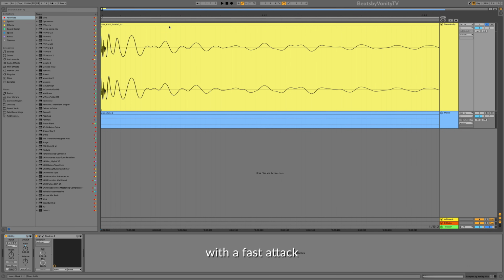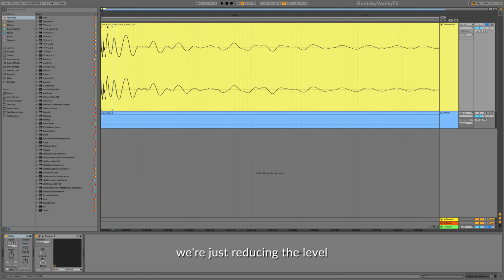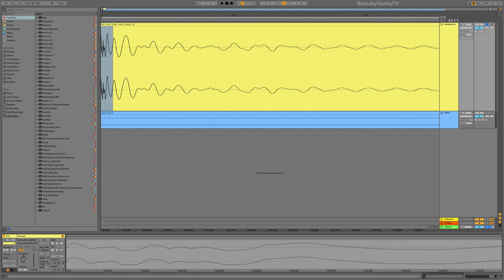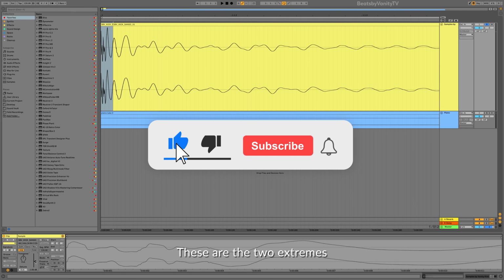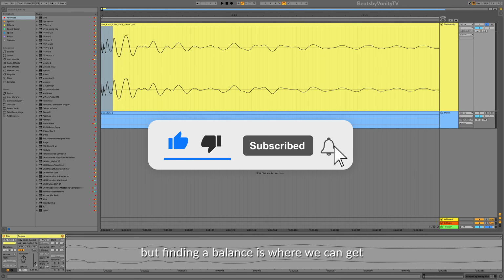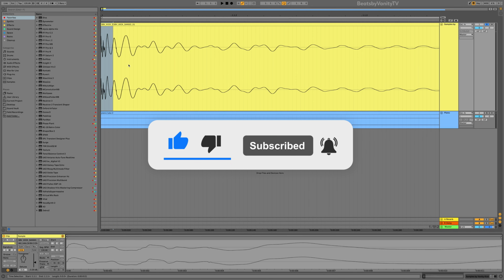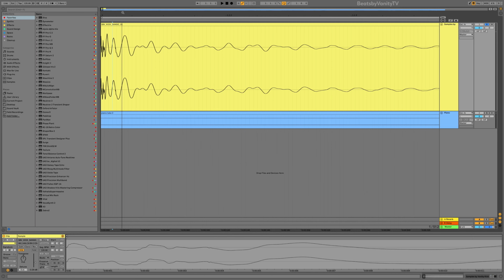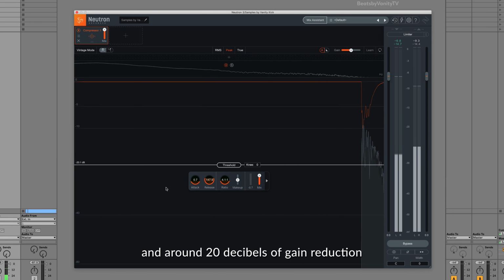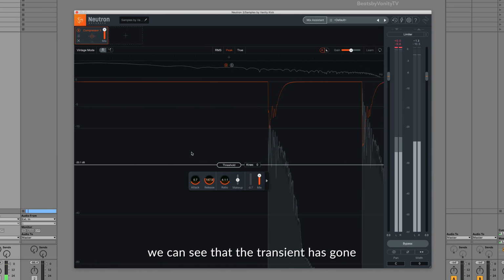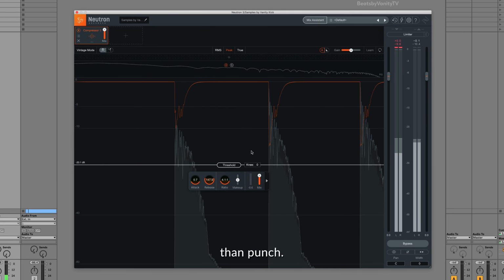Now, with fast attack, we're just reducing the level of the transient, like so. These are the two extremes, but finding a balance is where we can get creative. With a fast attack, and around 20 decibels of gain reduction, we can see that the transient has gone, leaving us with more body than punch.